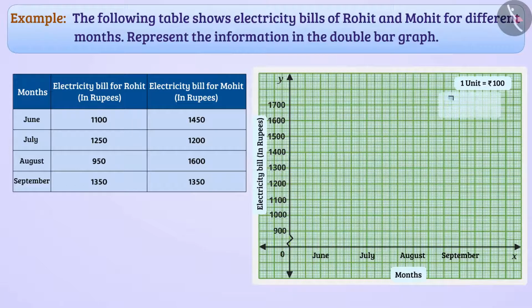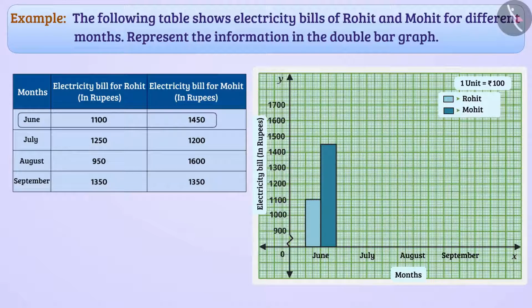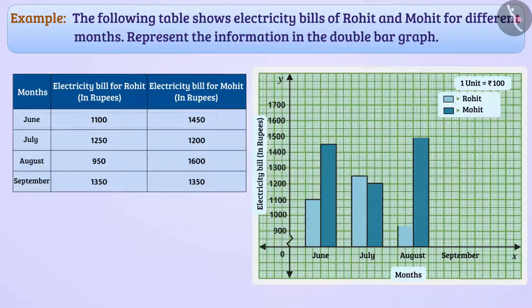We will draw this type of bars for Rohit and this type of bars for Mohit. Now, we will show the bills of Rohit and Mohit in the month of June by drawing the double bar. Similarly, we will draw a double bar graph for all months.